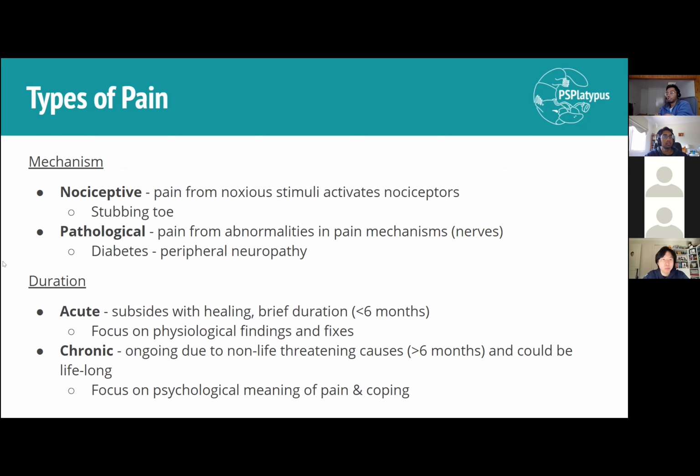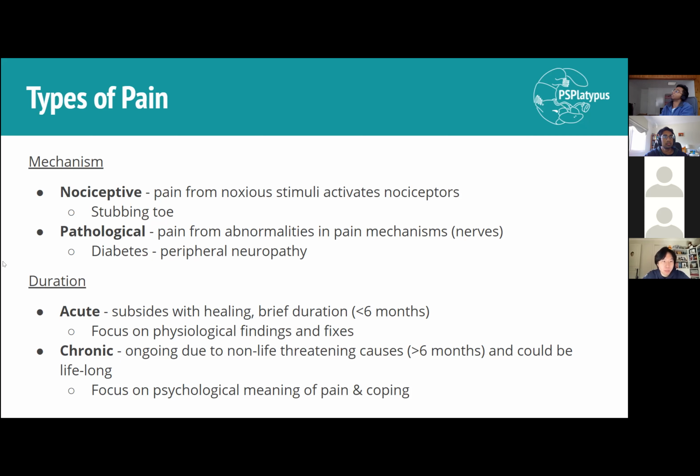So going to types of pain, it's categorized into mechanism and duration. So mechanism is nociceptive and pathological. Nociceptive is noxious stimuli activating nociceptors. So this is a very neurological thing. You stubbing your toe activates nociceptors, causes pain.